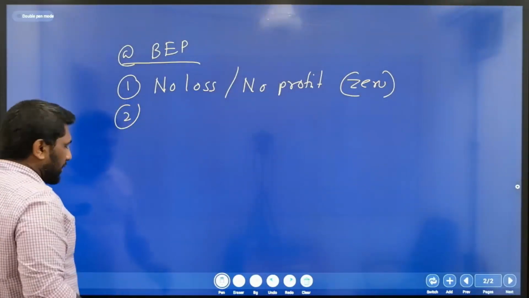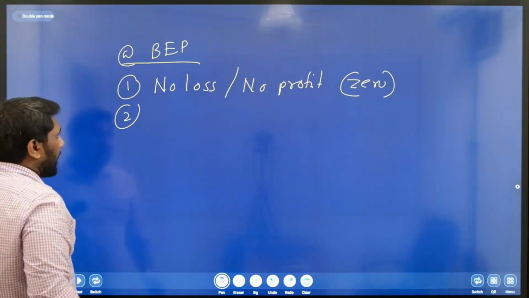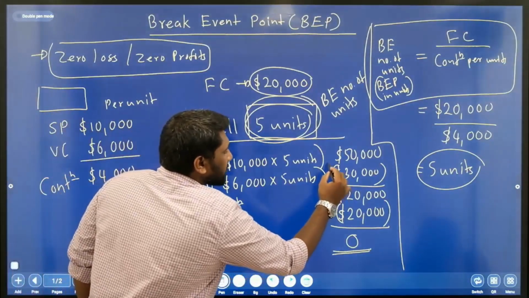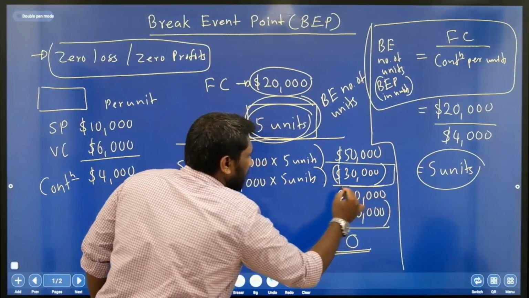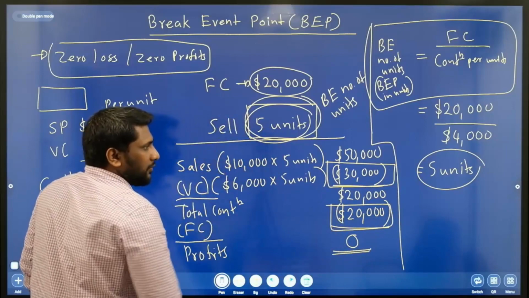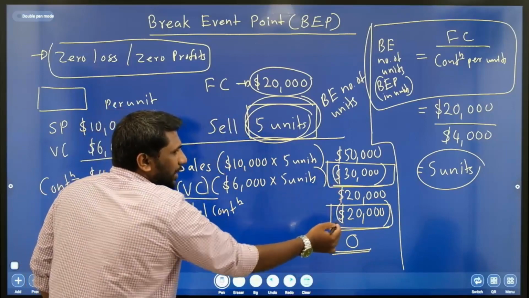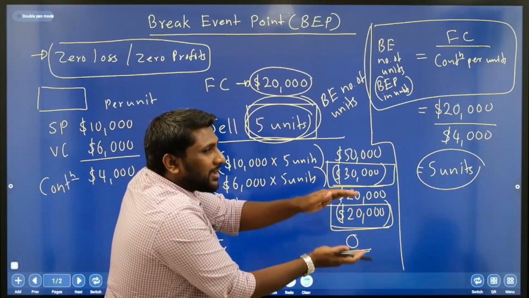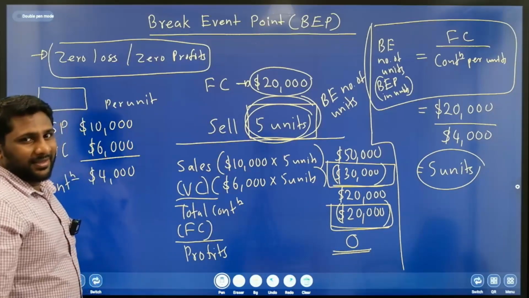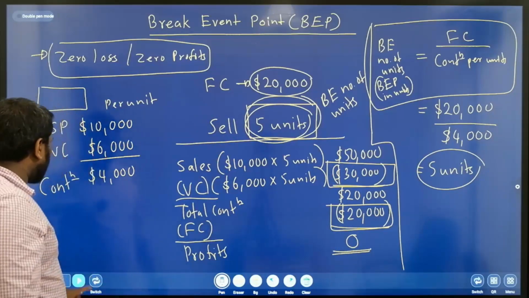These are important learnings for you. And the second one, look at this. Here you have a variable cost of 30,000 and a fixed cost of 20,000. What is the total cost? 50,000. What is your total sales? 50,000. Then the second learning that you should get.